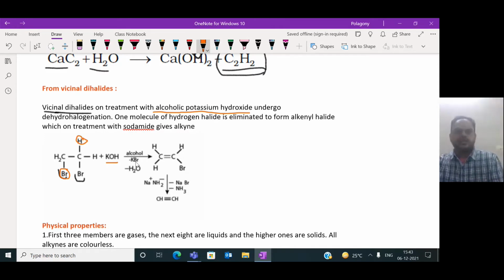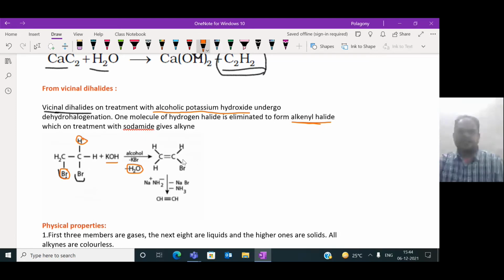Then we get KBr, as the halogen combines with the potassium, and the hydrogen combines with the OH, so water is eliminated and potassium bromide is eliminated. Then we get the residue, an alkene. So we get an alkynyl halide, an ethynyl halide, ethynyl bromide. The two carbon compound is ethene, and we get the ethynyl bromide.